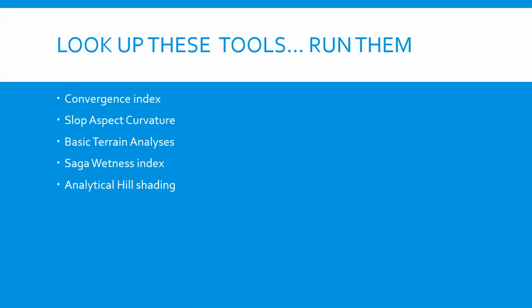So I want you to look up a couple of these tools. Just Google them: convergence index, slope aspect and curvature, basic terrain analysis, Saga wetness index, analytical hill shading. These 5 tools will generate a lot of data, and it will probably take you a couple hours to run all this stuff. But all I'm going to ask you is to do it, and then let me know which ones worked and which ones didn't, and I'll put up a thing in Canvas for you to do that, or which ones you had trouble with, which ones you didn't.